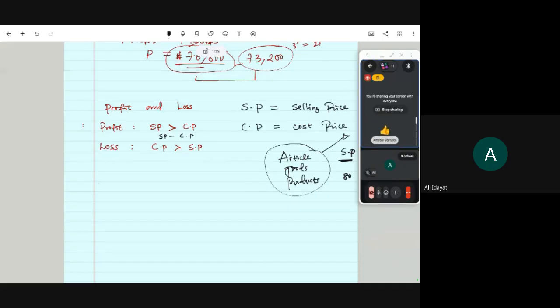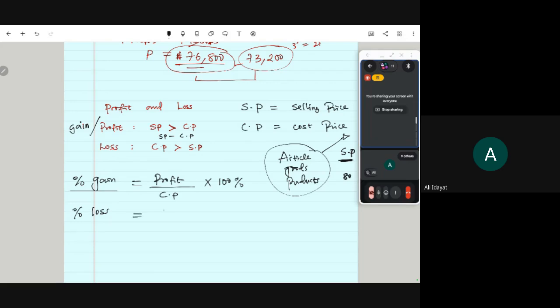Now we have what we call percent profit or percent gain or percent loss. Profit is the same thing as gain. So when we make profits, JAMB is interested in the percent gain. What is the percent gain? To calculate percent gain: percent gain is equal to profit over cost price times 100%.